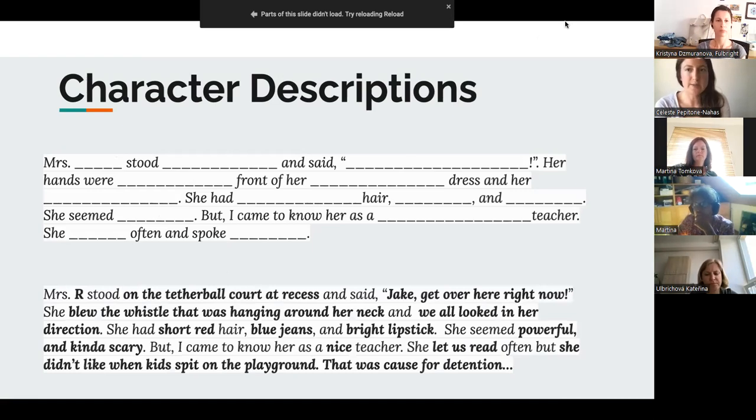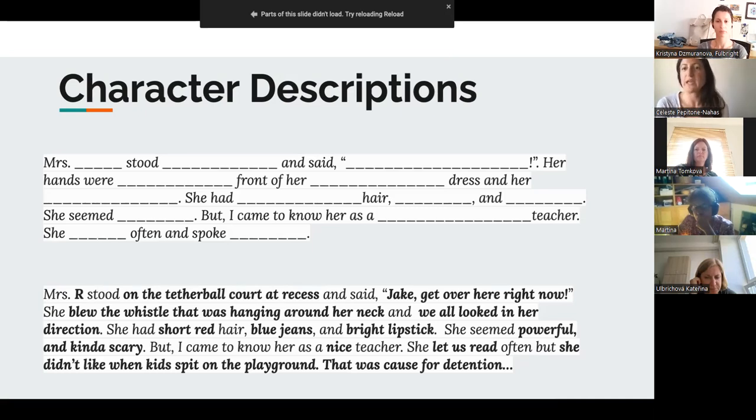I did this exercise myself and ended up with this. So Mrs. R stood on the tetherball court at recess and said, "Jake, get over here right now." She blew the whistle that was hanging around her neck, and we all looked in her direction. She had short red hair, blue jeans, and bright lipstick. She seemed powerful and kind of scary, but I came to know her as a nice teacher. She let us read often, but she didn't like when kids spit on the playground. That was cause for detention.